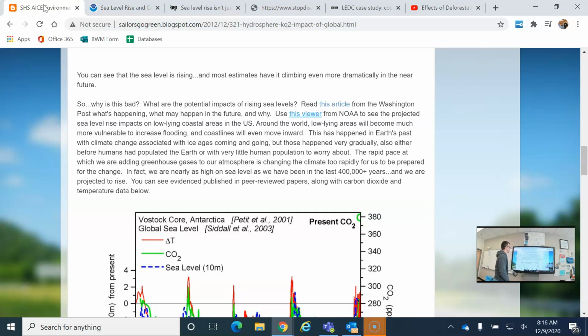But those happened very gradually over a long amount of time, and it was either happening before humans had populated the Earth or very little human population to worry about. We're in a different scenario now. People like to talk about, well, wasn't the climate like this 800,000 years in the past and everything was fine? Well, there weren't humans then, okay? We need to talk about human survival.